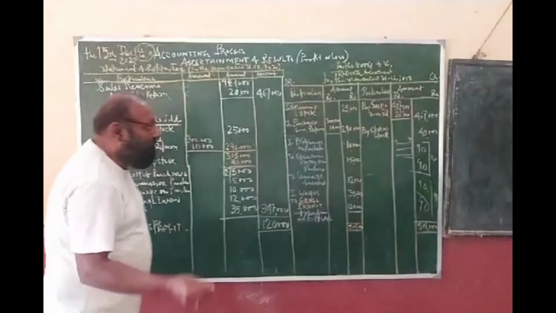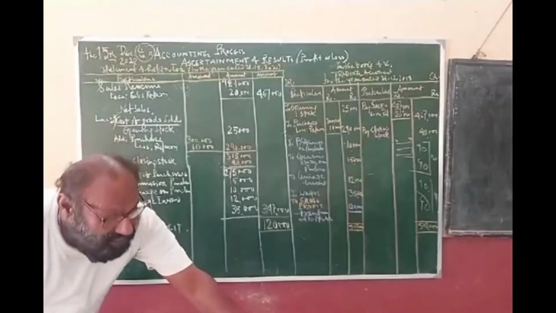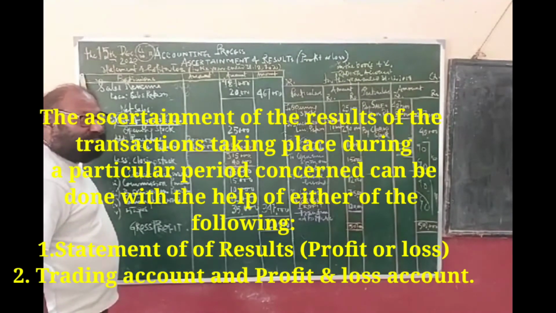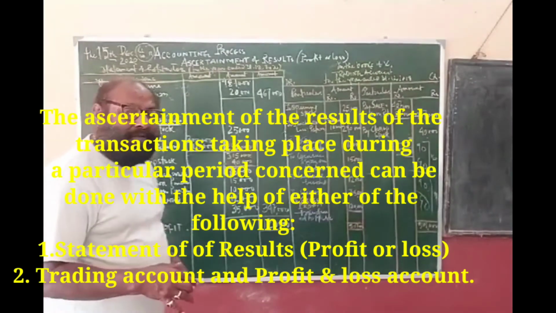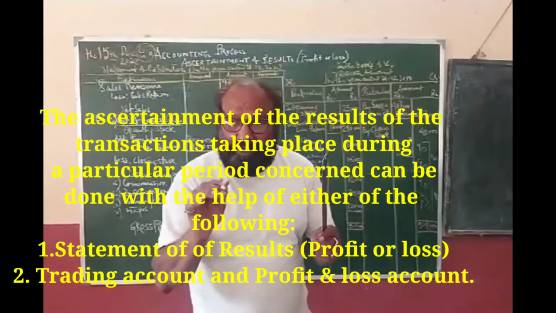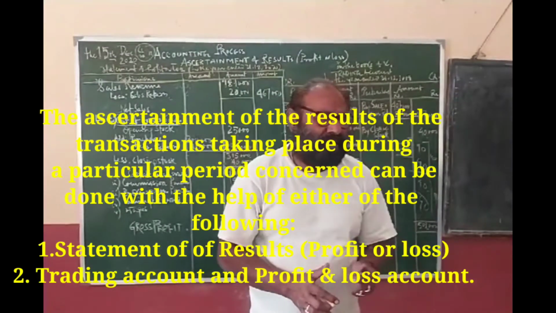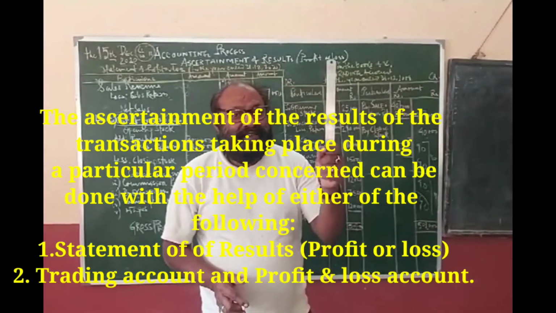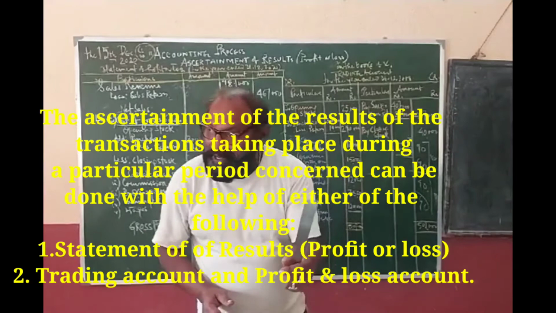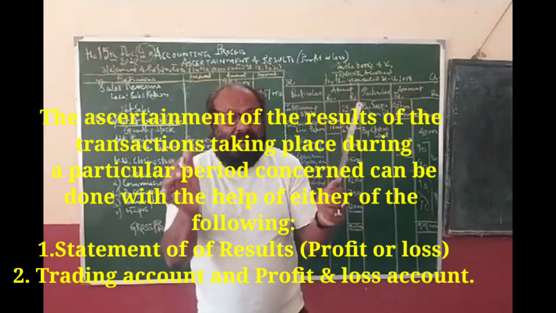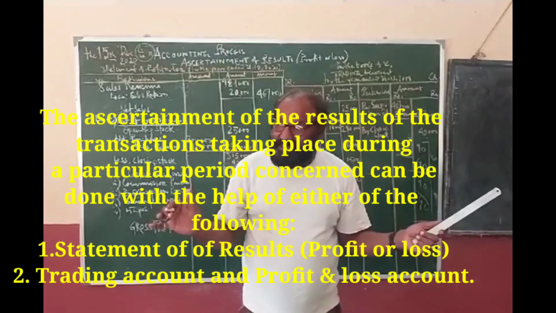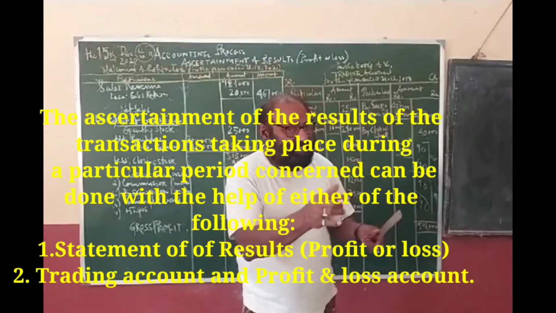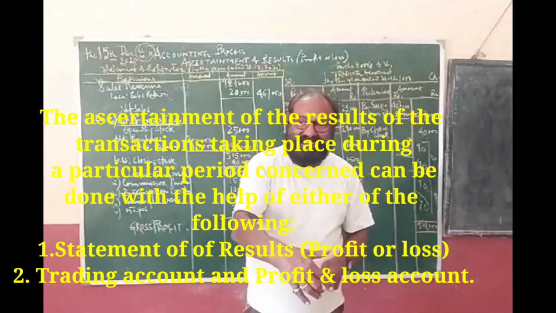How to find out the profit? In order to find out the profit, you should prepare a statement of profit or loss. Yesterday, I gave you a list of the expenses. First of all, in simple language, what is the profit? Profit is the difference between the sales revenue, that is the amount generated out of the sale of all goods and services, and minus total expenses incurred for generating that sales.